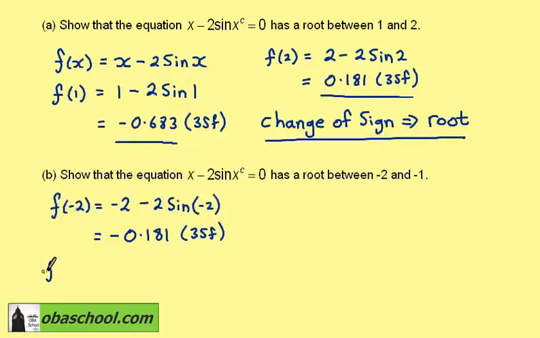We also evaluate f of minus 1, which is minus 1 take away 2 times the sine of minus 1, and this gives us 0.683.